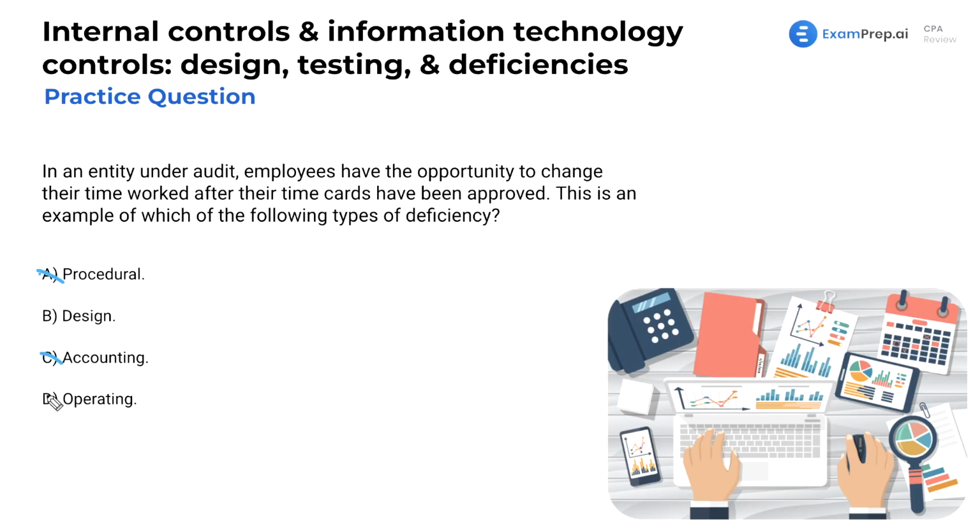And then lastly, operating. No, this is for sure within design. For example, what should happen here when employee time cards are approved by the timekeeping function? They should be forwarded to the payroll function, where the records are stored and no modifications can be made. Employee access to time cards after their approval is definitely an opportunity for fraud.